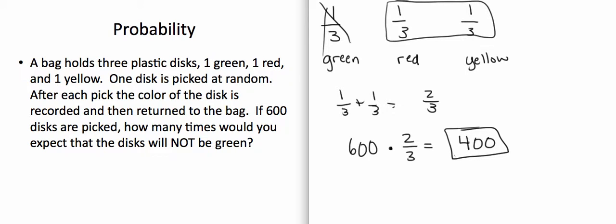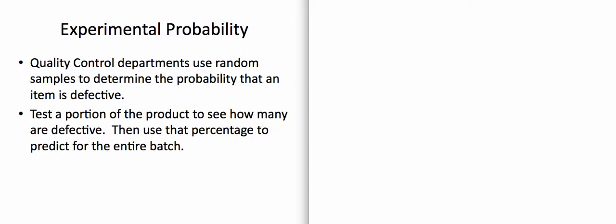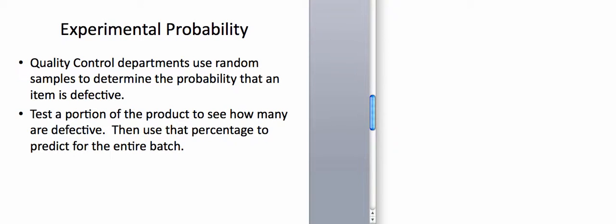Okay. The next thing that we're going to talk about is the idea of experimental probability in business. What that is: quality control departments use random samples to determine the probability that an item is defective, meaning they will pick a random sample of things and see how many are defective, and then determine from that sample how many will be defective in the entire batch.